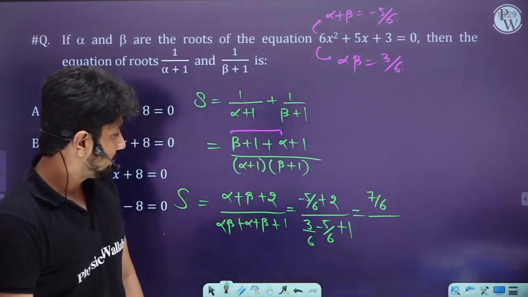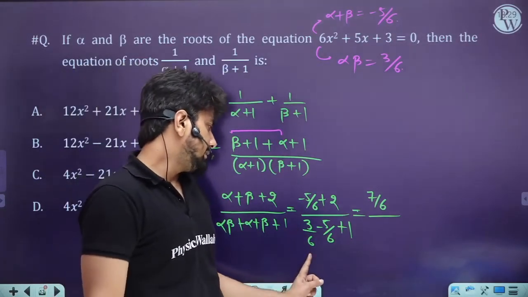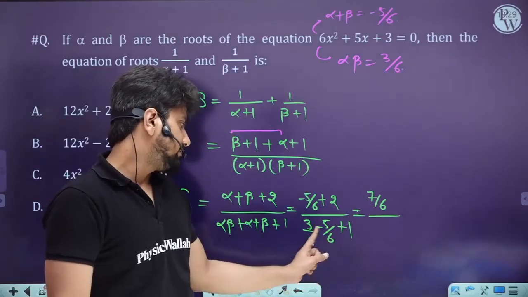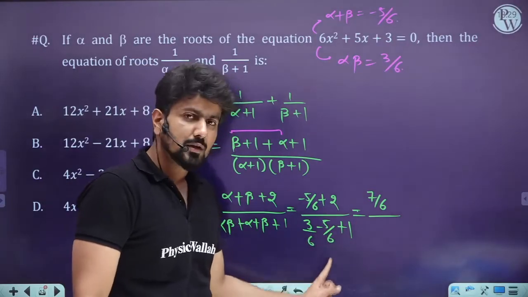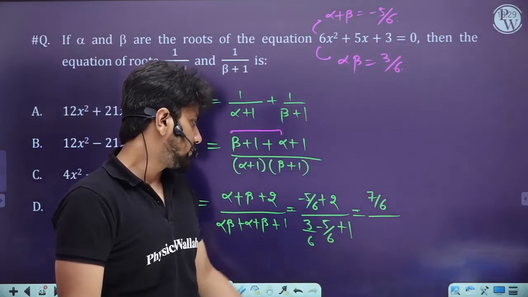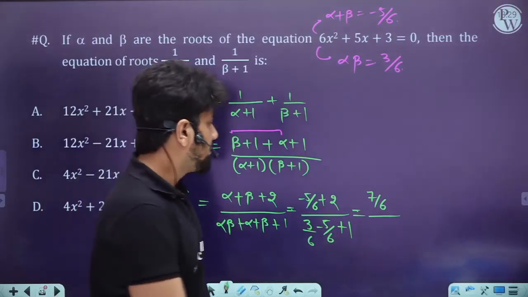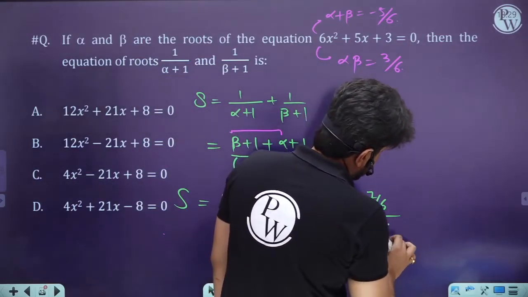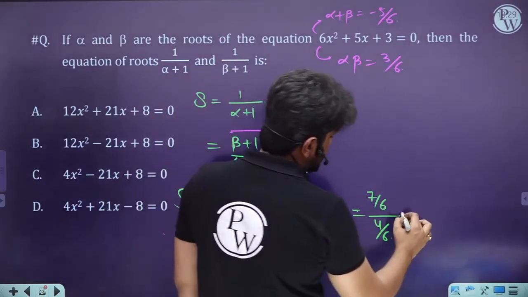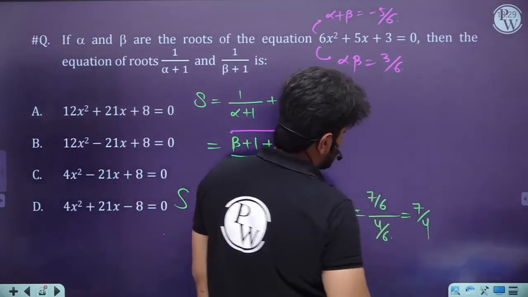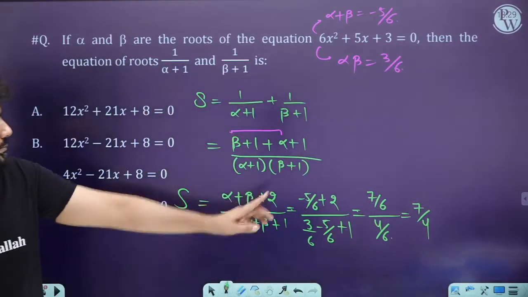In the denominator, we have 3 by 6 minus 5 by 6, which will be minus 2 by 6, minus 2 by 6 plus 1. Okay, so that will be 4 by 6. So 7 by 6 upon 4 by 6, which will be 7 by 4. This came out to be the sum of the roots.